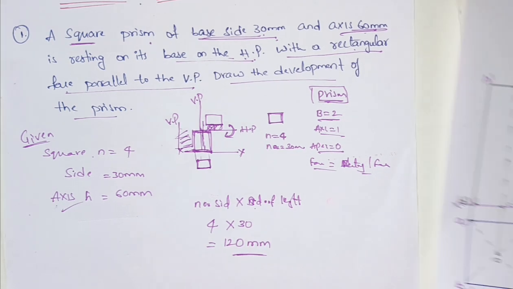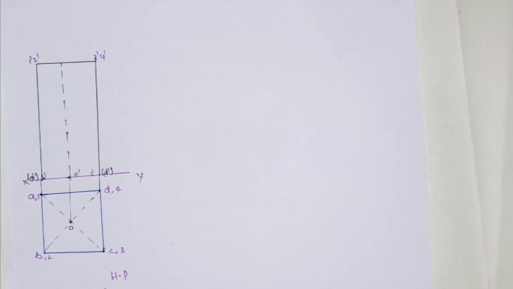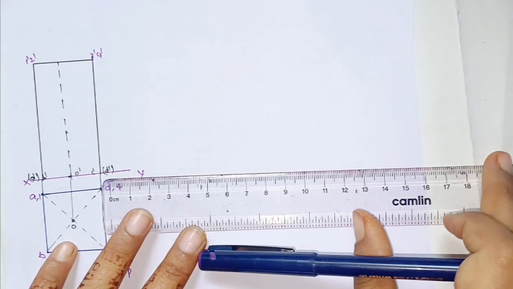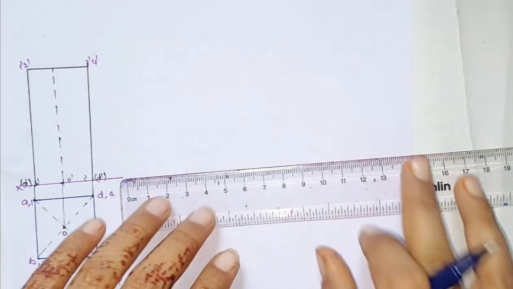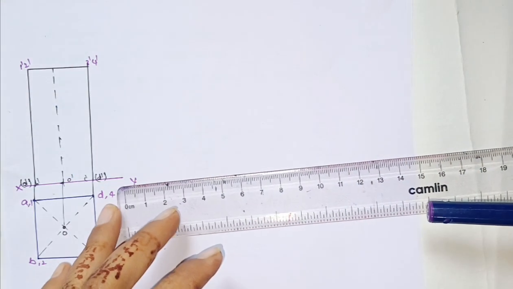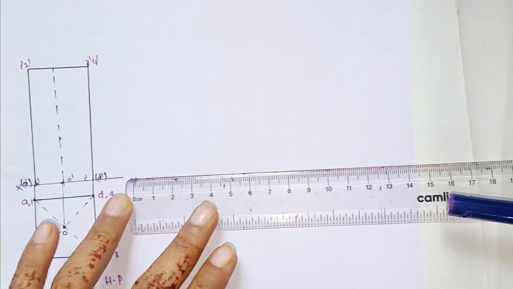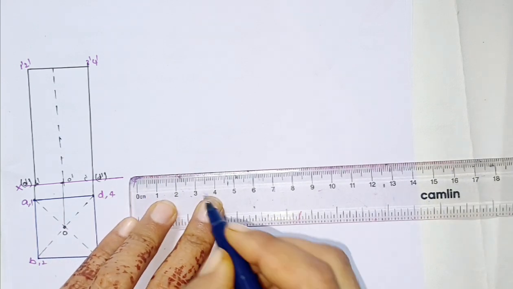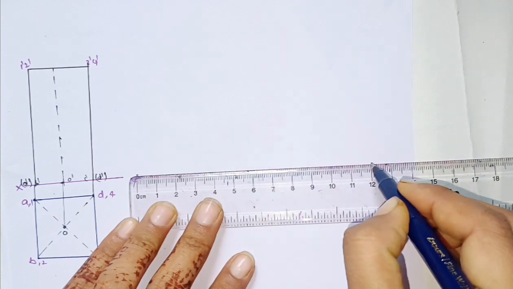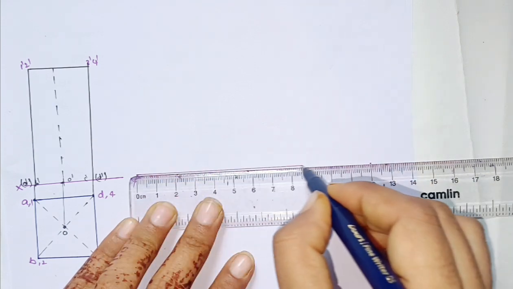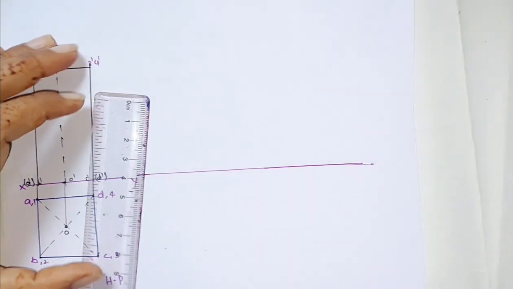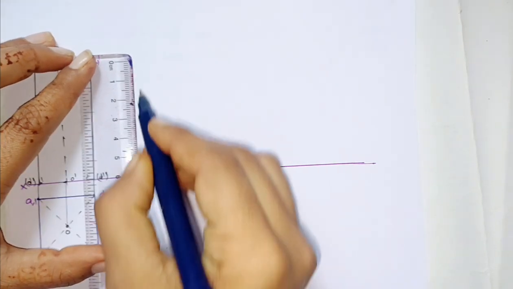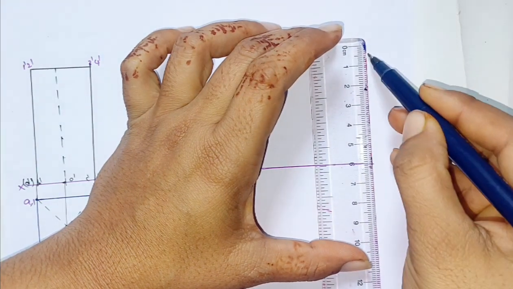So you have to draw it with the reference line. You have to mention 120 mm. You have to draw a 120 mm line. Take a scale from 0 to 12. 120 mm length, and next 60 mm height, and this side also 60 mm height. Draw a rectangular box.